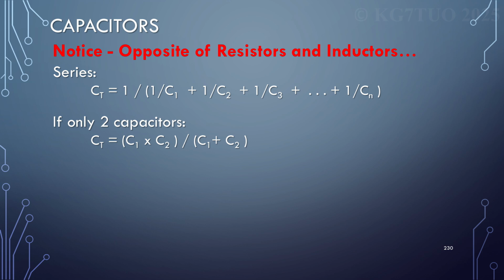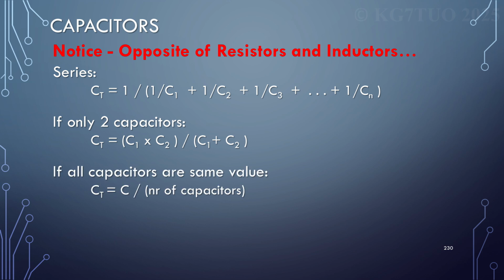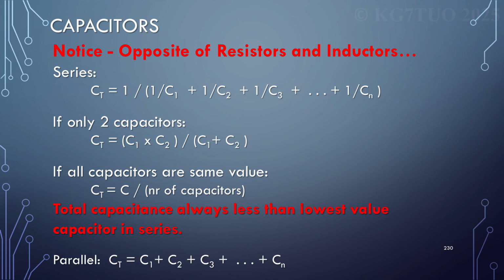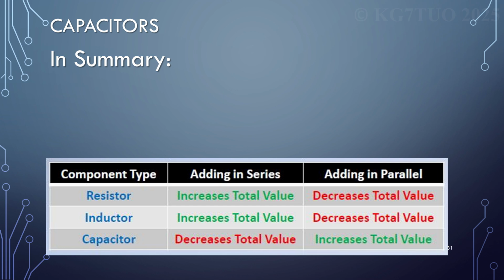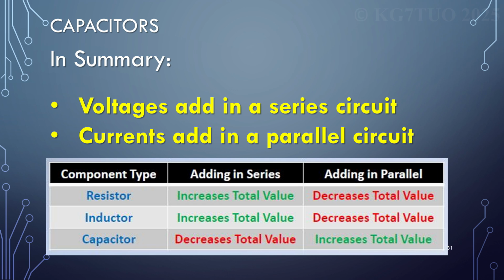Do we really want to do the math? If all capacitors are the same value, it's the capacitance divided by the number of capacitors. Total capacitance in series is always less than the lowest value capacitor. In parallel, the total is C1 plus C2 plus C3 plus whatever, whereas it was in series for resistors and inductors. Adding in series for a resistor or inductor increases the total value. For a capacitor, it decreases the total value. Voltage is added in series, current is added in a parallel circuit. Just think of Christmas tree lights.